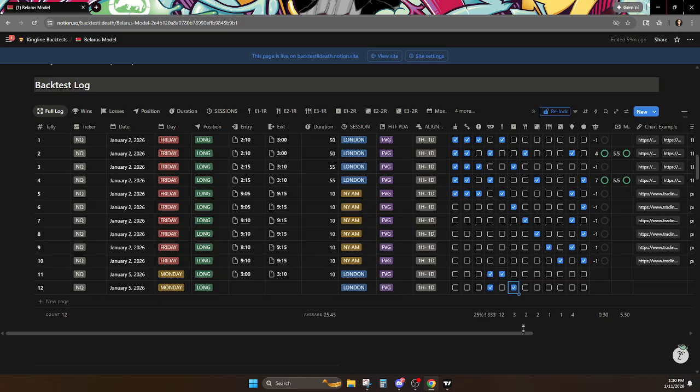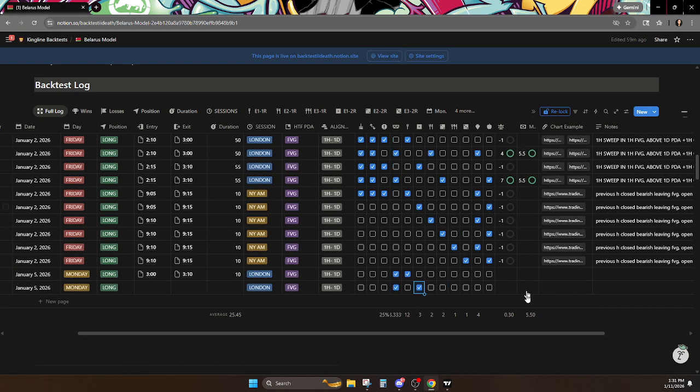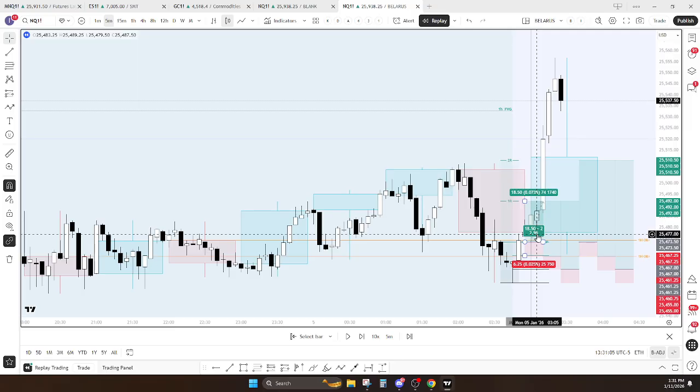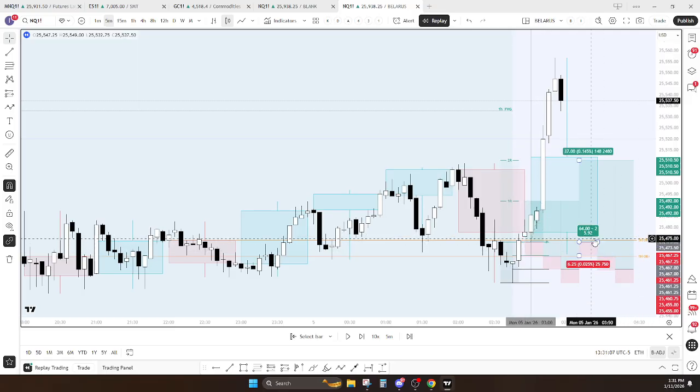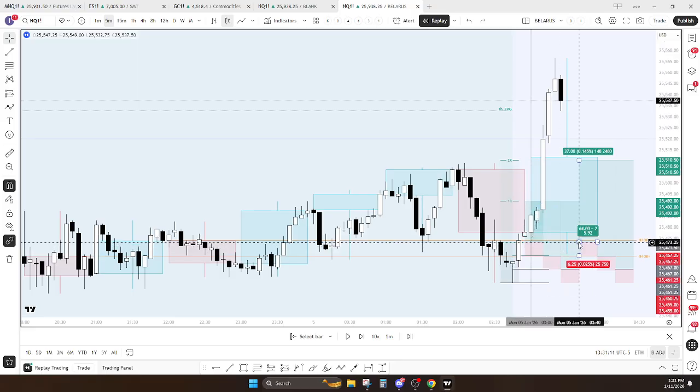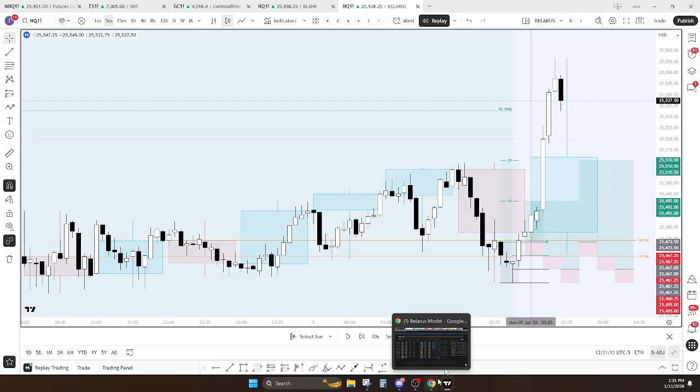All right, so we got these two trades here. They were both wins, and we have a 3R and a 6R. I'm gonna go with the tenths just so you guys are happy: 2.9, 5.9.